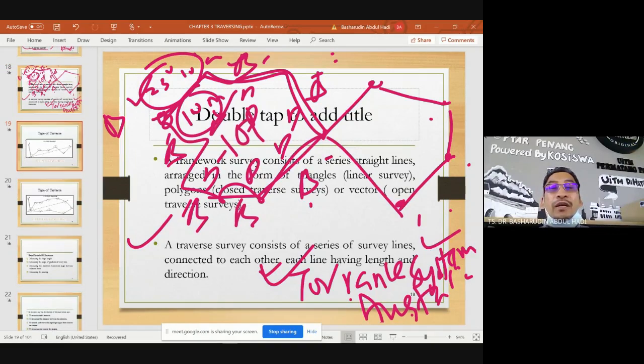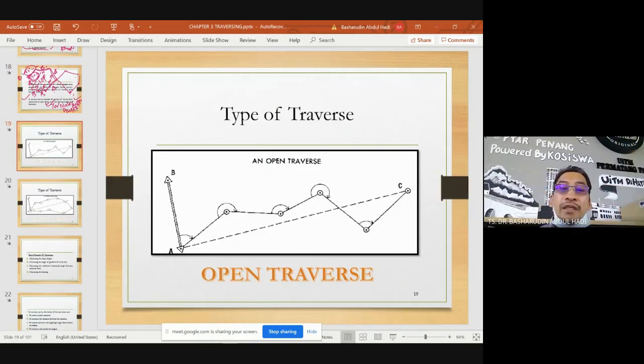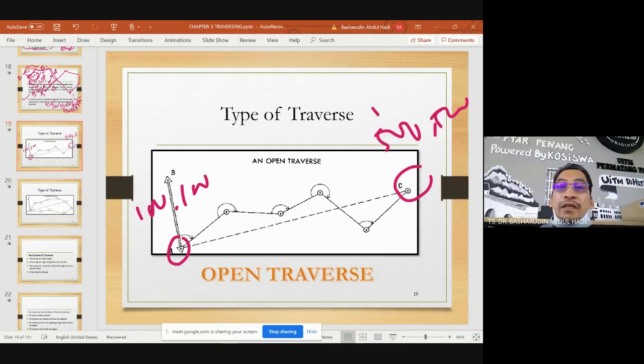Okay, when you look at this one, what is your comment? Is it an open traverse? Of course, if you don't know about point A and going back to C. But if you know that A is an existing 100 northing, and this one, you know that 500 northing exists for station C, we cannot say this is an open traverse. We say that it is a closed traverse.